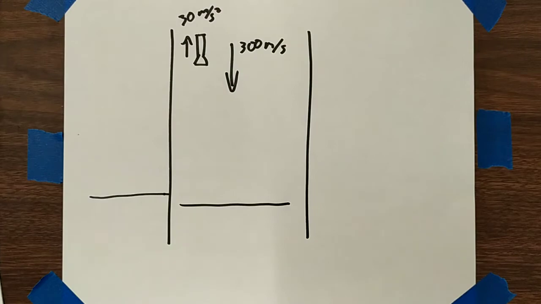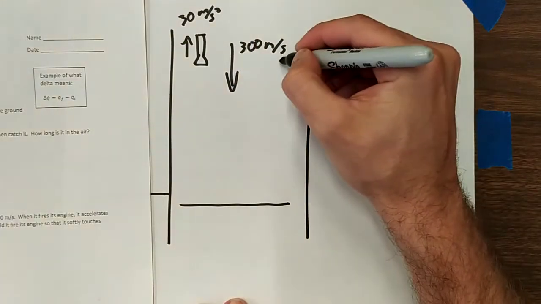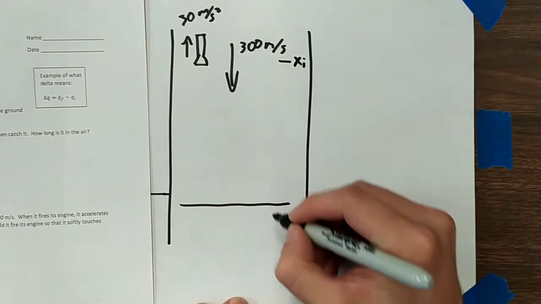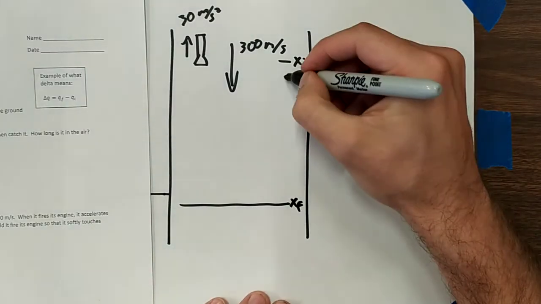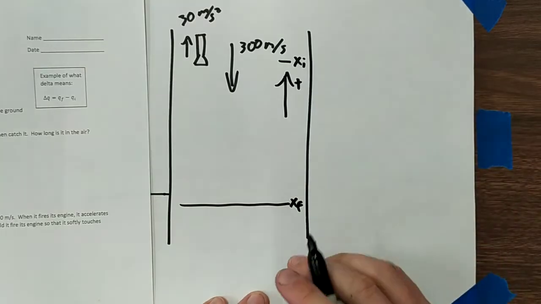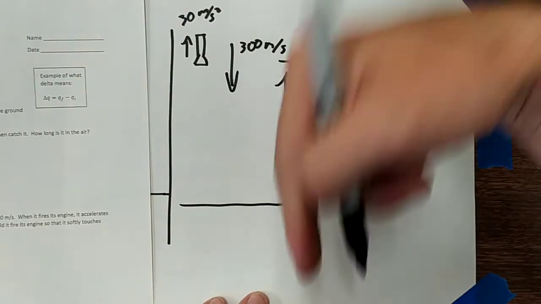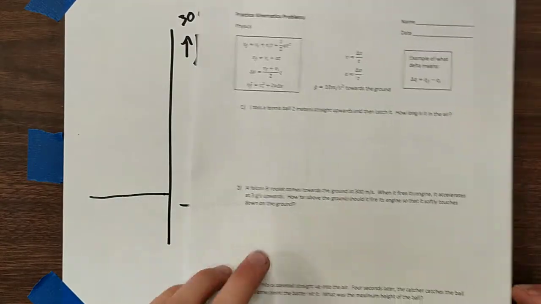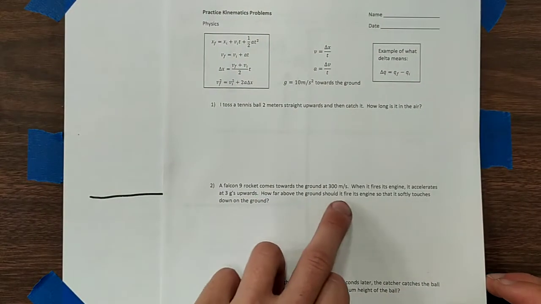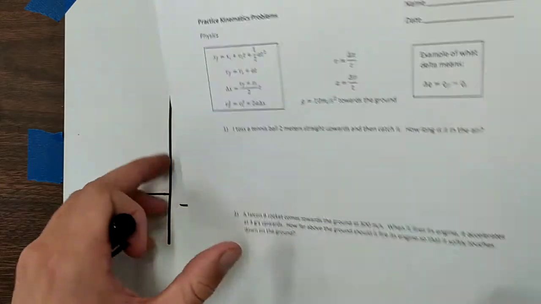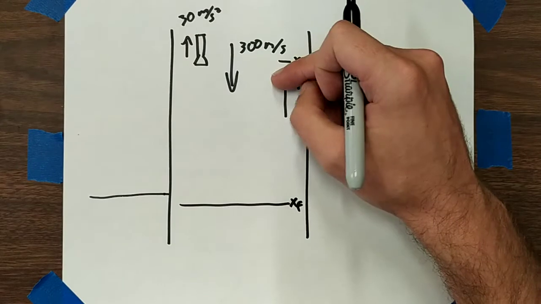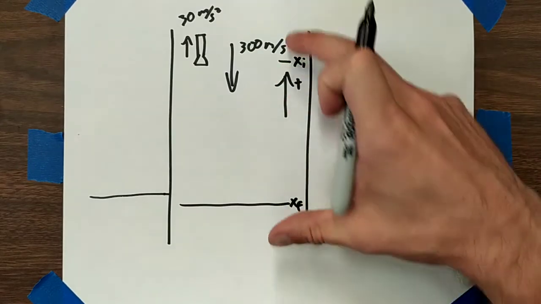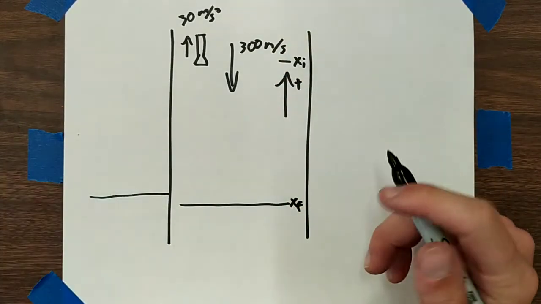Okay, so we're going to say that this position here is x initial. We'll say that this is x final. I'm going to call this the positive direction. So anything that way is positive, anything that way is negative. Now I'm going to write down what I'm looking for. It says, how far above the ground should it fire its engine so that it softly touches down on the ground? So what I want to find is x initial, because that's how far above the ground I am when it needs to start firing its engines.